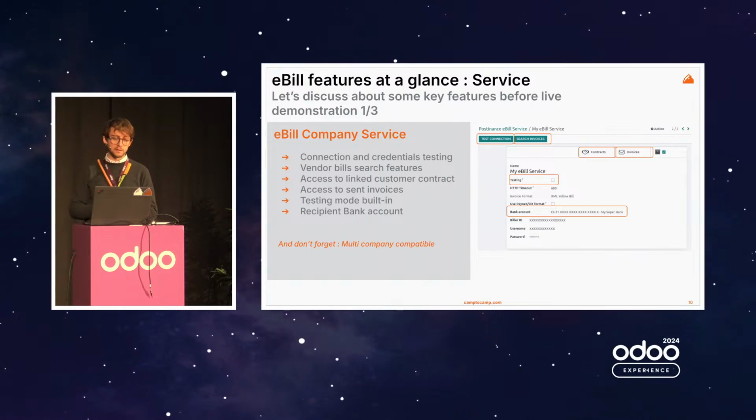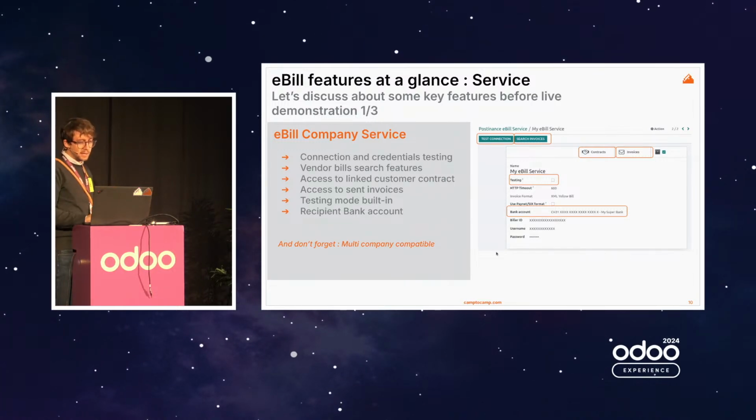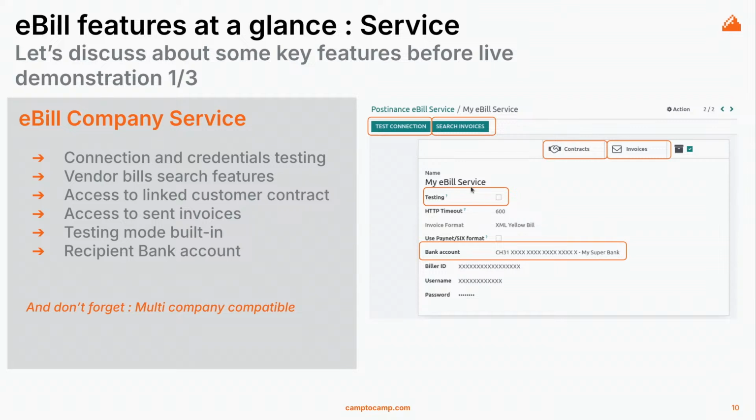You can see on the right, I create it. I put the name of my service, my credentials, my bank account. So I put all the information, and what's the usage of that? That's the link between my company and eBill. And that's why you're going to have these two buttons on the left that say test connection, to be sure that the credentials and every piece of information is in the correct place.